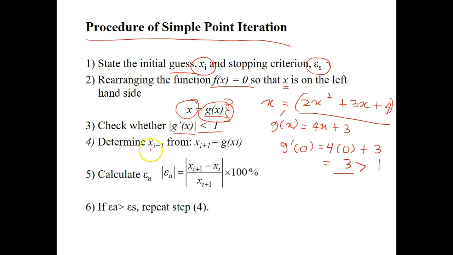Next, you need to determine your xi plus 1 from your final function. This is what I mean by calculating a new value of x based on an old value of x. And then next, your EA. EA is just the current xi minus the previous xi, divided by your current xi, times 100%. If your EA is more than your ES, you need to repeat step 4.